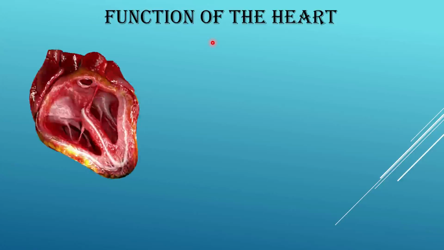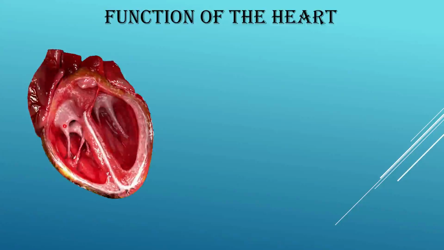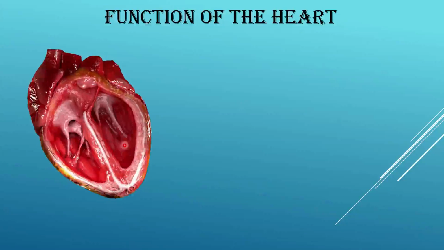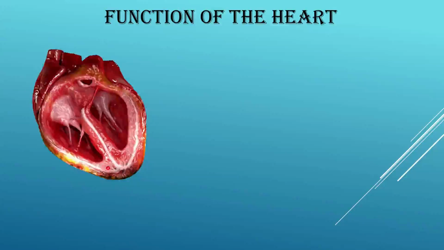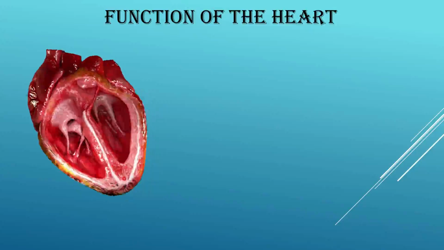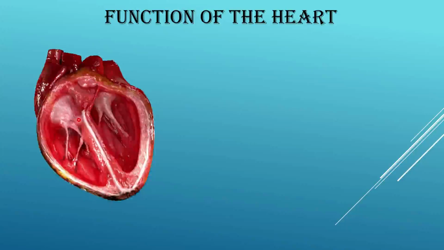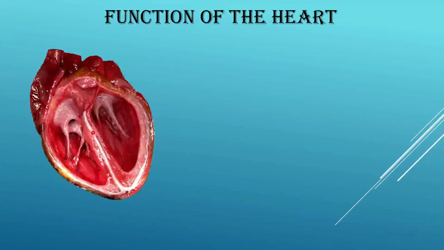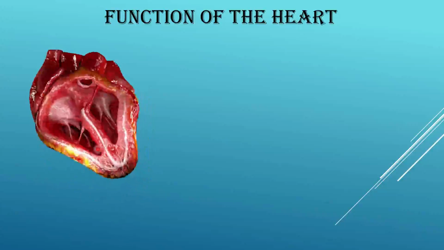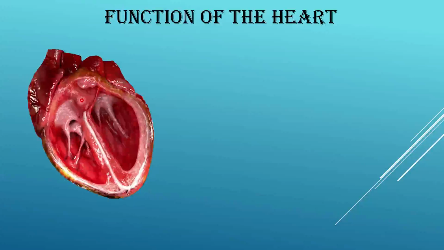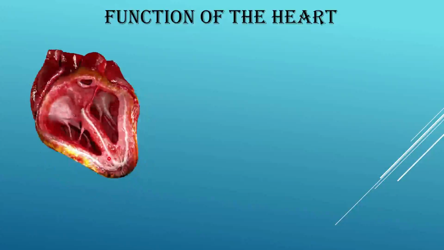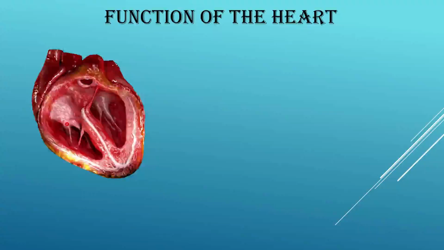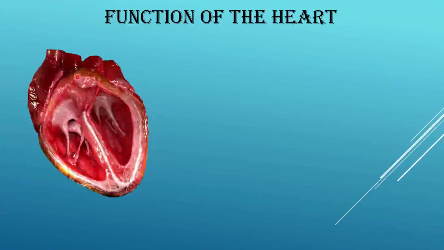This is your heart, which is a highly muscular hollow organ, and you can see its walls are made up of cardiac muscles. Internally the heart is divided into four chambers. These are the two auricles and these are the two lower ventricles. The auricles and ventricles are separated by the septum, which prevents intermixing of blood. I'll be explaining that later.